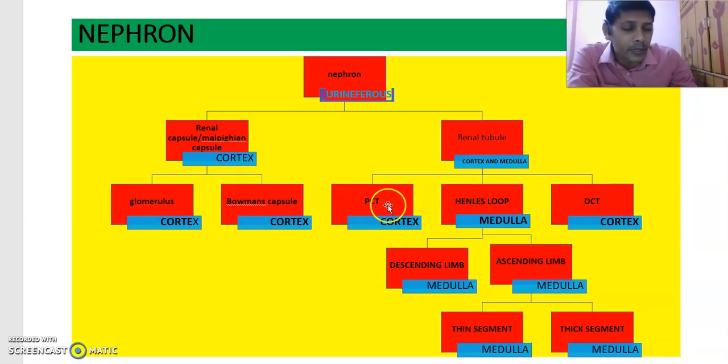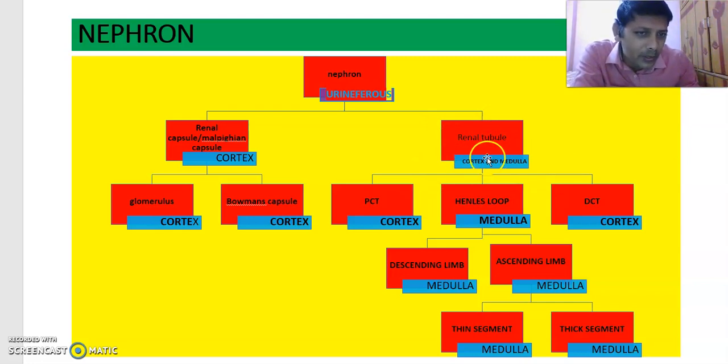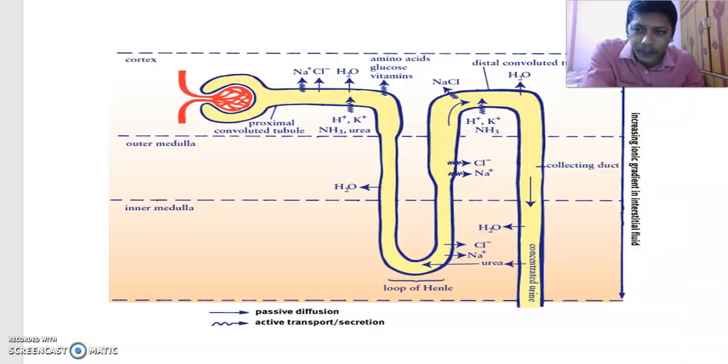It is very important. Sometimes they ask you in the form of statements: what is the location of the renal tubule? The renal tubule is present in the cortex as well as in the medulla, because some part of the renal tubule is present in the cortex and some parts are in the medulla. What is the renal tubule? PCT, DCT and loop of Henle together are called the renal tubule.